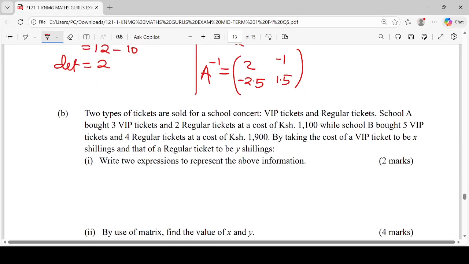Part B, 2 types of tickets are sold from a school concert: VIP tickets and regular tickets. School A bought 3 VIP tickets and 2 regular tickets at a cost of 1,100 shillings, while School B bought 5 VIP tickets and 4 regular tickets at a cost of 1,900 shillings. By taking the cost of VIP to be X and the cost of a regular ticket to be Y shillings, write 2 expressions to represent the above equation.